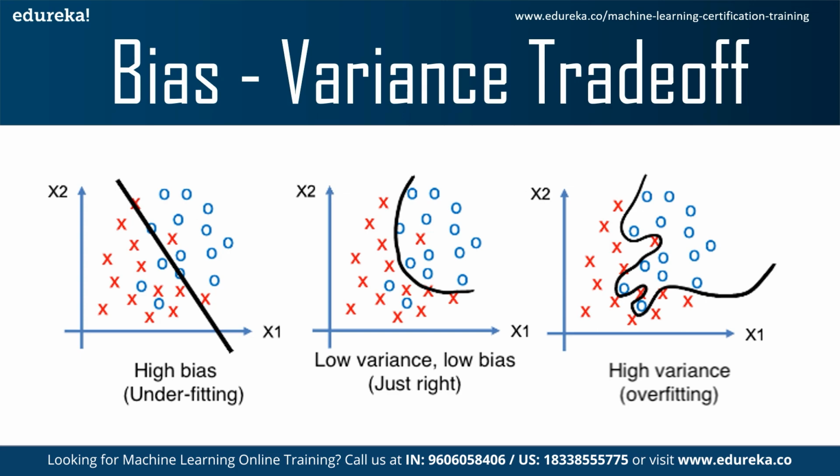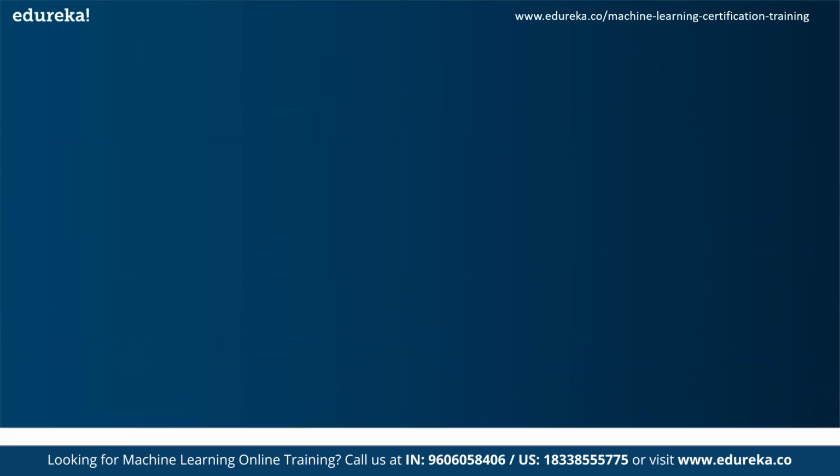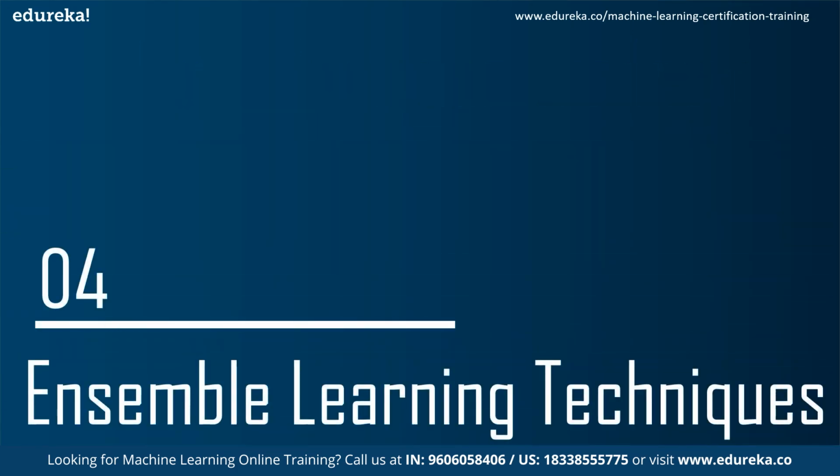Okay, so now that you know what is bias and what is variance, let us now move ahead and understand the various ensemble learning techniques. A quick reminder: it is essential for you to know how a decision tree works. In order for you to understand how a decision tree works, you can check out our Edureka content, and the link for it is provided in the description box below.